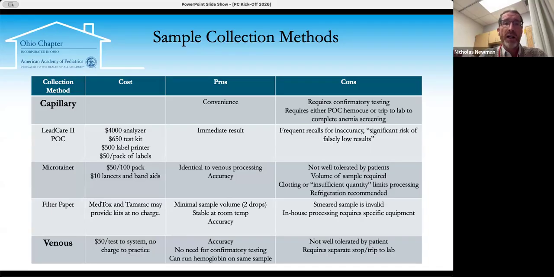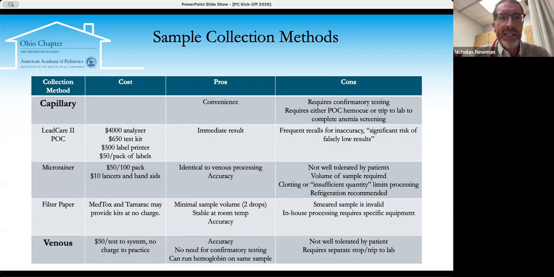They use the same machines that they use for venous processing, like inductively coupled plasma mass spectrometry or a graphite furnace atomic absorption spectrometry. So they're accurate. The problem is all that squeezing. There's a lot of crying, a lot of screaming, a lot of clotting, a lot of quantity insufficient. So that can be a problem.